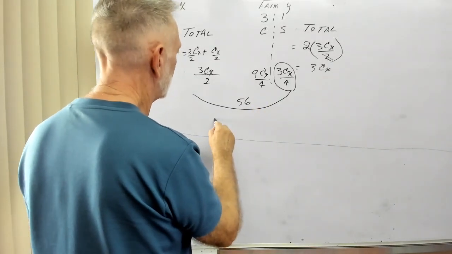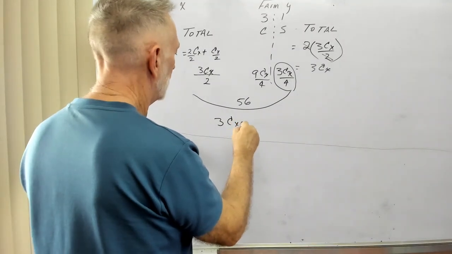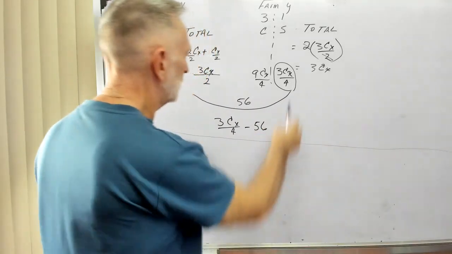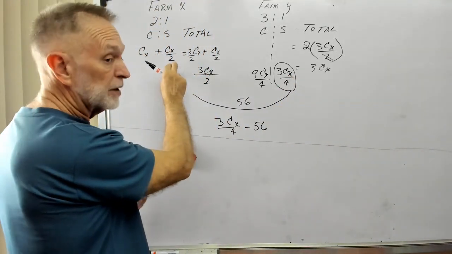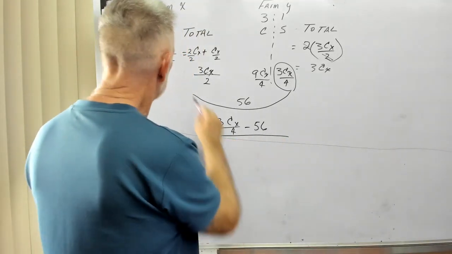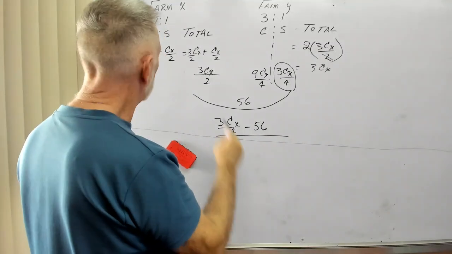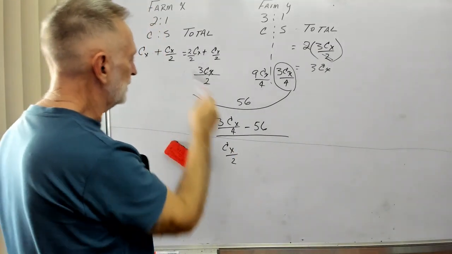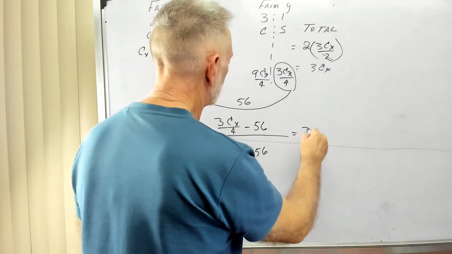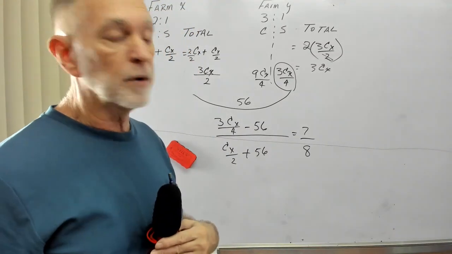If I think about the sheep, 3c sub x over 4 minus 56, taking 56 sheep and putting them here, that divided by the sheep on x, which is the cows on x divided by 2, that's the number of sheep, plus 56, that equals a ratio of 7 over 8. That's what it gives us in the problem statement.